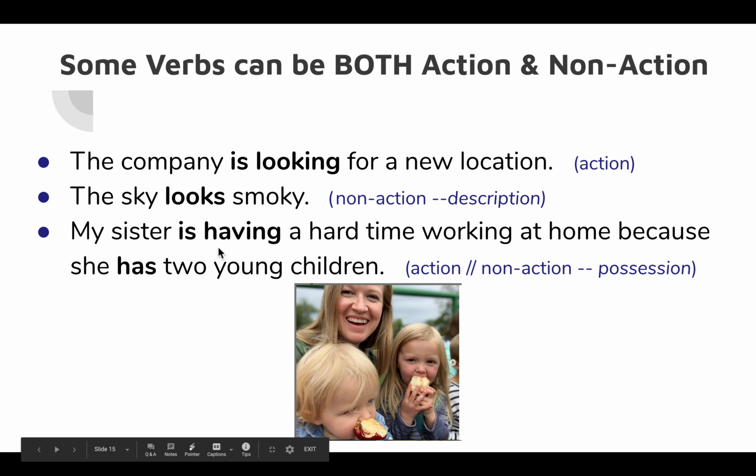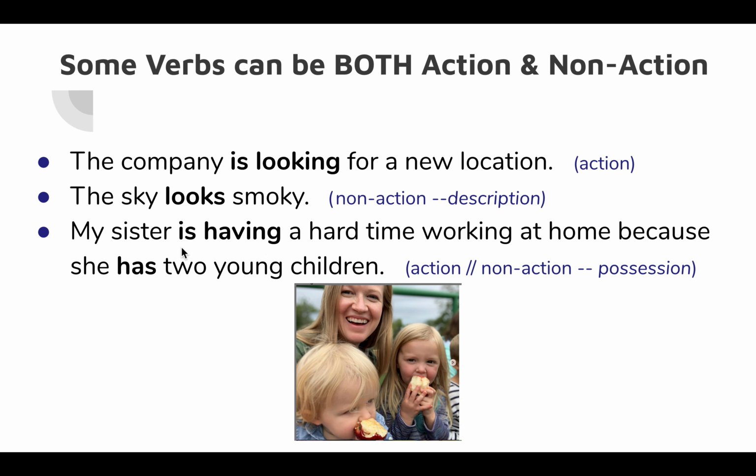So here in this sentence, we have an action verb, right? Is having is an action verb because at the moment, she is experiencing a hard time. And then we also have has, which is a non-action verb. When it's talking about possession, it's a non-action verb. She owns 2 young children, or she has 2 young children. So again, have is both action and non-action. Action when it's talking about experience, non-action when it's talking about possession, right?